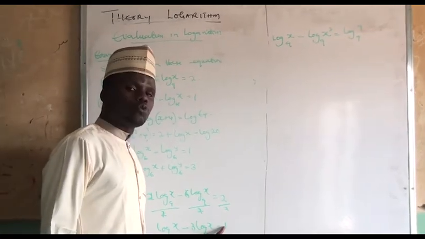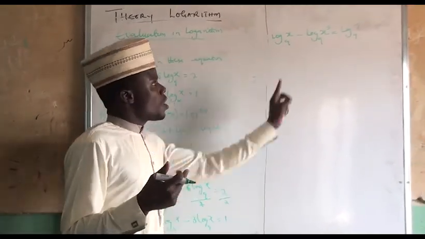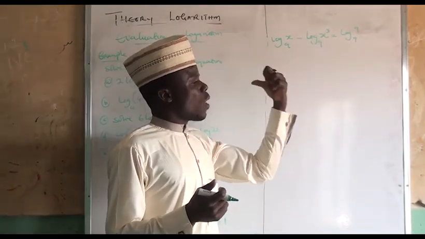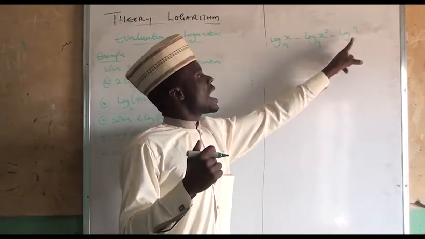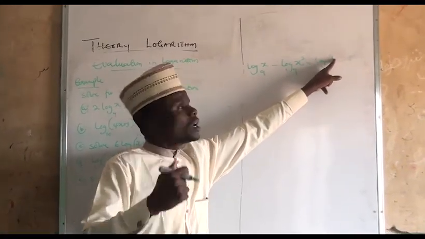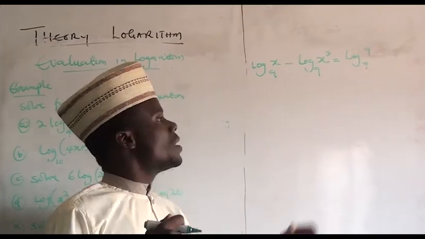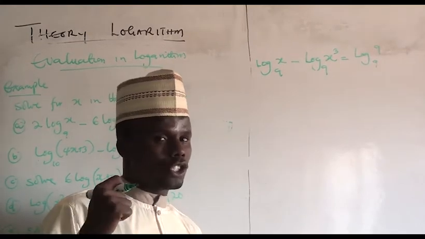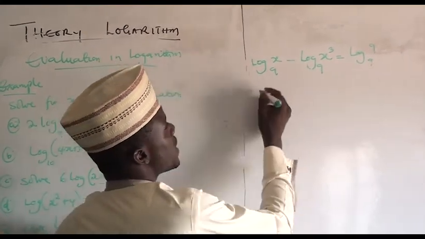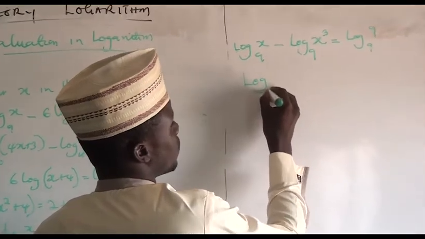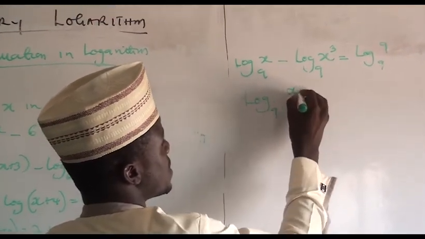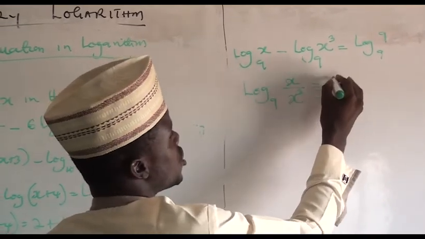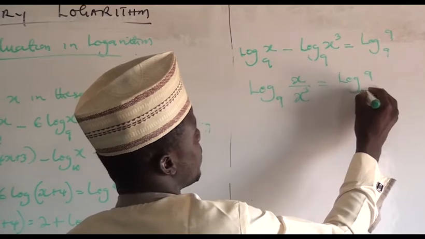Because instead of you to write 1, you have to create something that will be the same base with this. So what is going to be the same base with this? Since it is 1 and it is base 9, it has to be called log 9 base 9. Log 9 base 9 we know is 1. But we want to create something so that it ought to be of the same base in the log, that is base 9. So here we can take log base 9, this is x divided by x to the power of 3, because here is a subtraction, and this is equals to log 9 base 9.